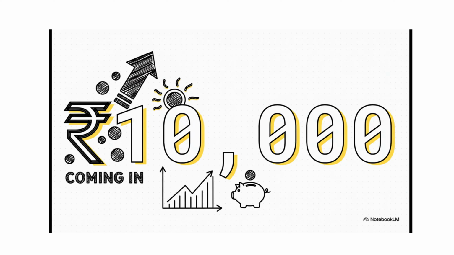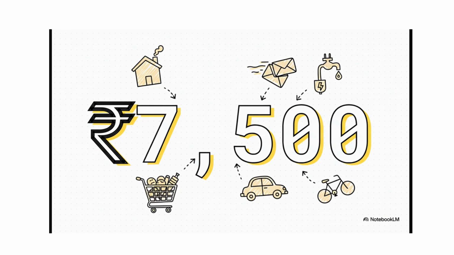Okay, let's make this real. It all starts with what's coming in, right? So let's just imagine you bring home 10,000 rupees a month. This number right here, this is the starting point for your entire financial world. Now, for the other side of the coin, what's going out? This is your everyday life: rent, groceries, your commute, all those monthly bills that pop up.